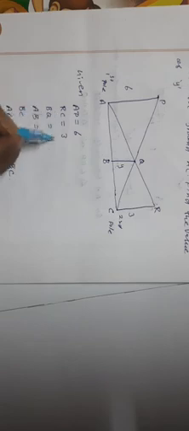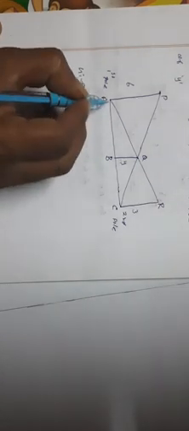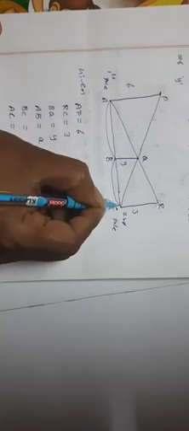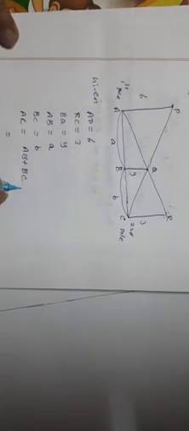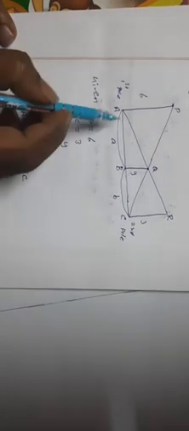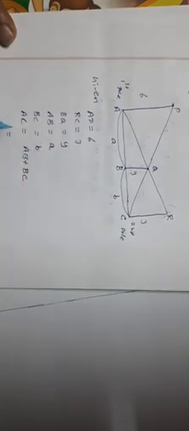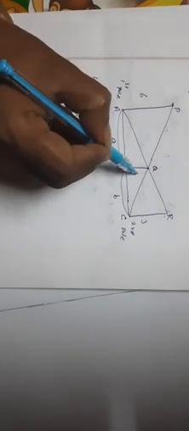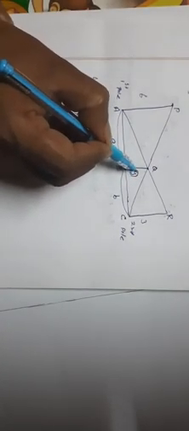AB is 6 here, although the value of AB is not given, so I can take AB as a. BC is also not given, so I can take BC as b. And then AC we can take as AB plus BC, so AC is equal to a plus b. Here you want to find the value of y.